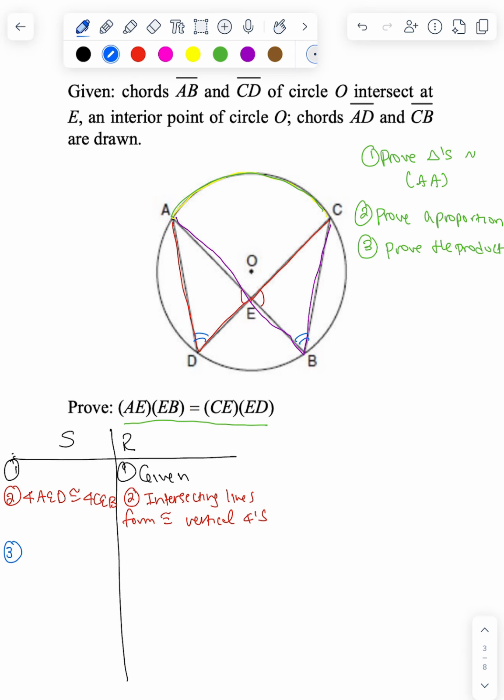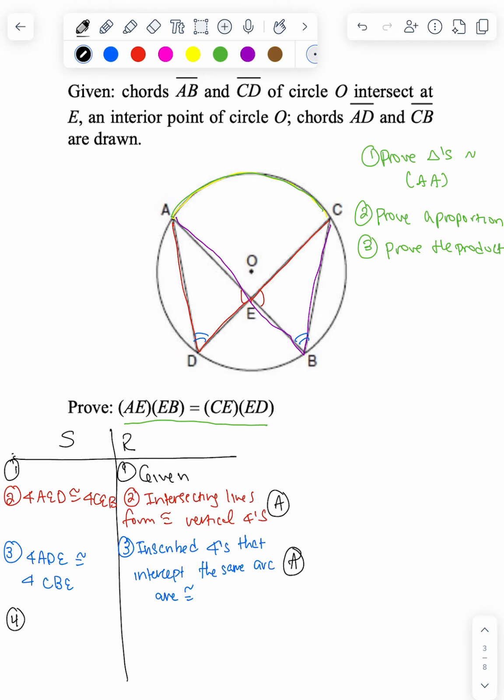And then we have that angle ADE is congruent to angle CBE. And that's because inscribed angles that intercept the same arc are congruent. And that's our 2 A's for AA. Here's 1 A and here's our second A. So now we can say that triangle AED is similar to triangle CEB, and that's by AA.